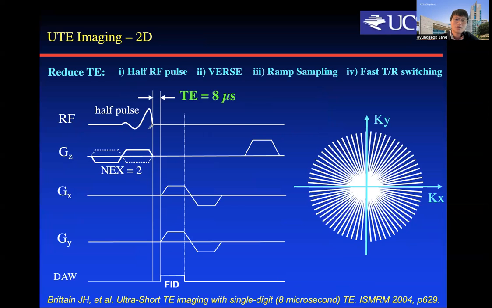So again, this is the typical 2D UTE imaging pulse sequence. After the half pulse, and after that time, we perform this ramp sampling using the trapezoidal gradient, which is rotated over the TR to cover the k-space. So again, we use a half pulse, and then the variable excitation, the slice selection scheme, and the ramp sampling, and then fast TR switching, which is to shorten the dead time between the end of the RF excitation and the beginning of the data readout.